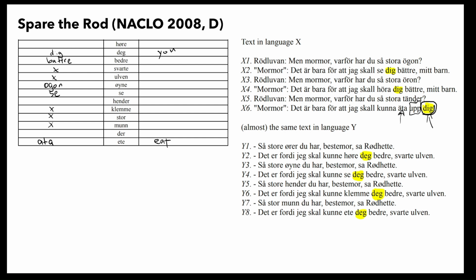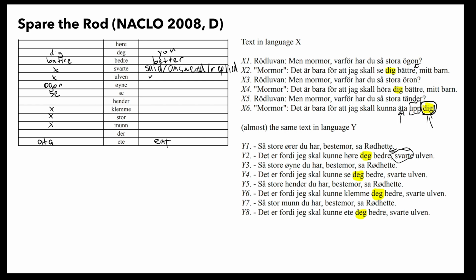So bedre, we've already been assuming that it means better. So let's fill that in. Better. Svarte, we said it would mean said. But it could also mean like answered or replied. So we can put that in. So said / answered / replied. Okay, there's not much space, but we'll make do.